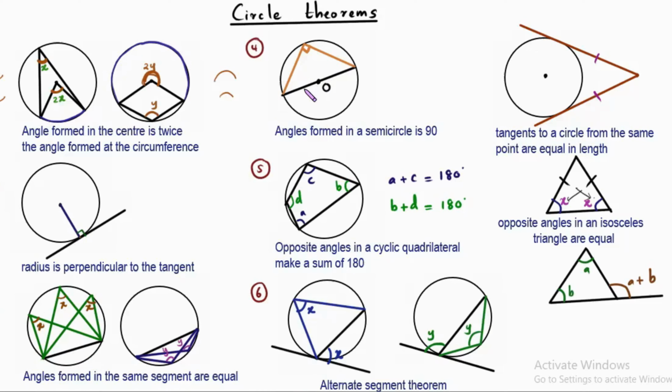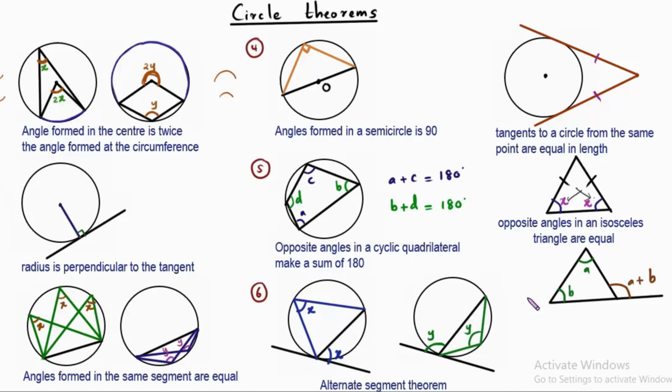The next one is, when we have the diameter, we split the circle into two semicircles. In any semicircle, when an angle is formed on the circumference, it will always be 90 degrees. The angle will always be a right angle, whether it's the segment on this side or the segment on this side. And then the next one is about cyclic quadrilaterals. In a cyclic quadrilateral, all four vertices of the quadrilateral should touch the circle, and the opposite angles should always add up to 180 degrees.